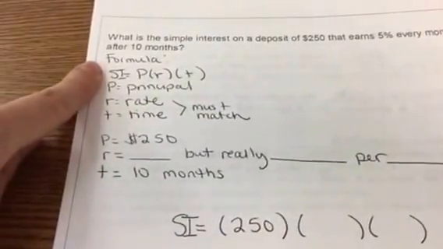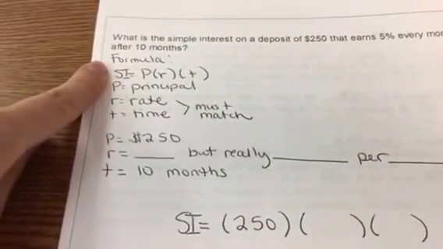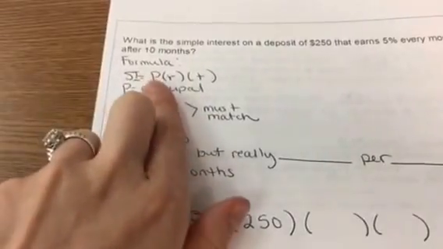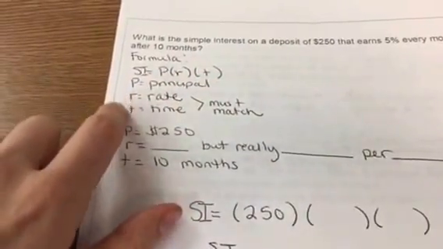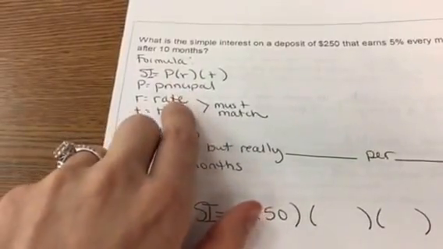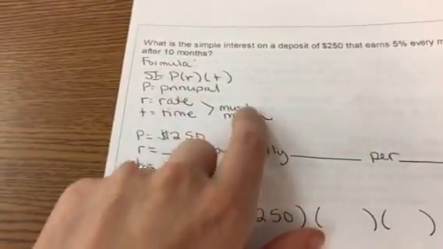So here's my formula for calculating simple interest. That's what SI stands for. It stands for principal times rate times time. And I wrote all that out for you here. It says principal, rate, and time, and I wrote that must match, okay?